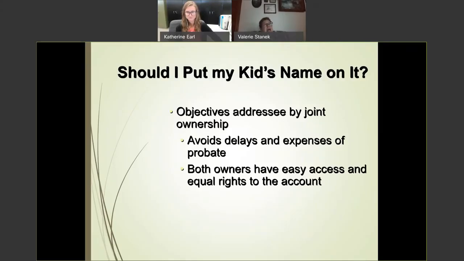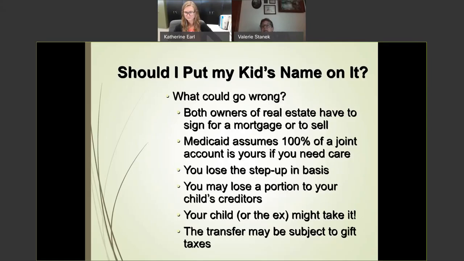On the one hand, if you put your child's name on an asset so that if you are in a hospital, they can easily pay your bills or handle your assets in other ways, this accomplishes that very efficiently to have them on the account in joint name. But having easy access and equal rights to the account also allows them to access assets that you actually think of as yours. And that may or may not be safe depending on the circumstances surrounding all the people involved. So let's talk a little bit about what could go wrong.